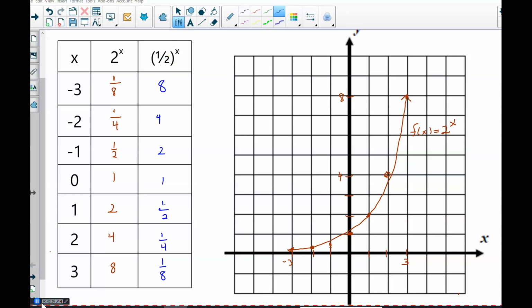So now let's graph 1/2 raised to the x, and so that is going to be -3, 8; -2, 4; -1, 2; 0, 1; and then 1, 1/2; 2, 1/4; and 3, 0.125. Again, we're going to make a nice smooth curve with the arrows on both ends because we don't have a defined interval, and it goes infinitely far in both directions. And please make sure to label.